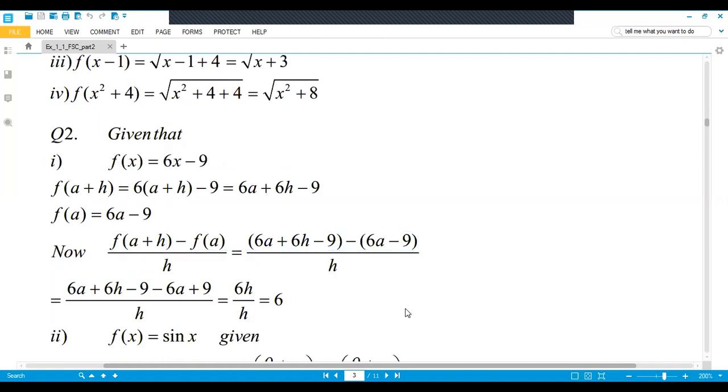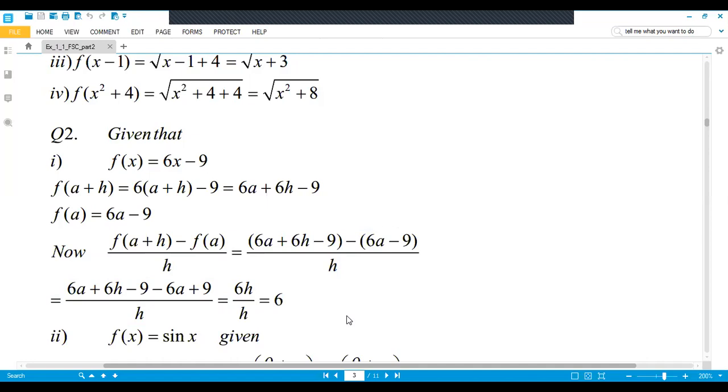Now open the bracket. When you open the bracket, 6a plus 6h minus 9, and this negative sign automatically affects the inner signs, so minus 6a plus 9. Here minus 6a and plus 6a cancel with each other, minus 9 plus 9 cancel with each other, and we get 6h over h. Here h and h cancel and you get the answer 6.